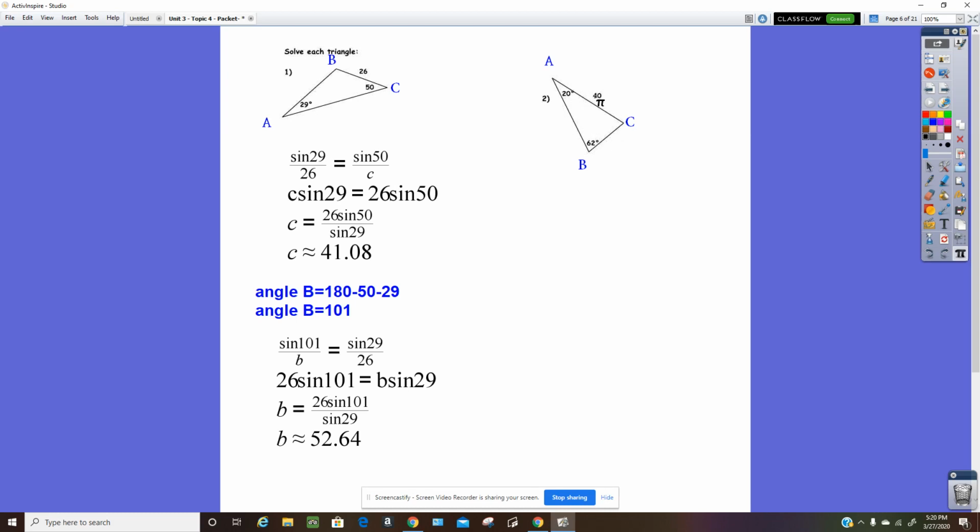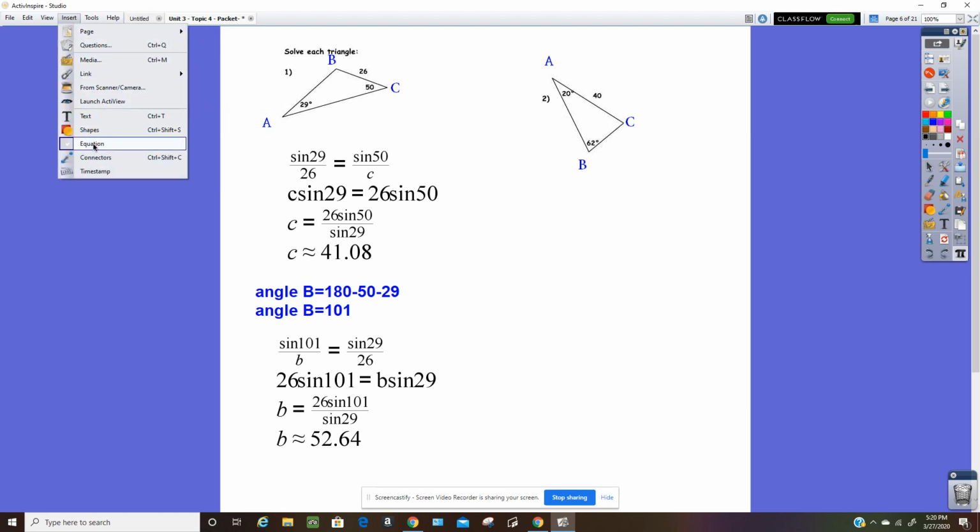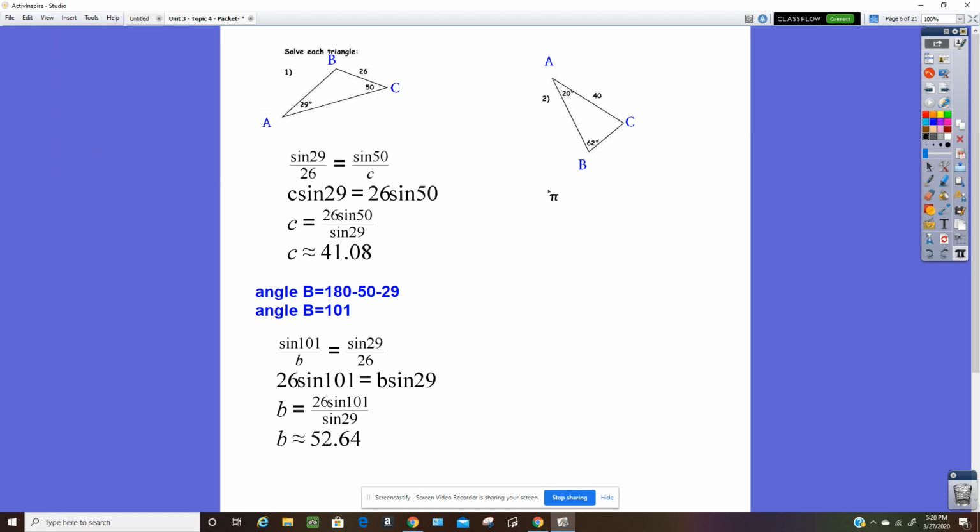So the missing angle is relatively easy. You add these two together and you subtract from 180. So in order to find side A, I have angle B and side B, and since I'm given angle A, I could find side A by setting up a proportion here. So I'm gonna get an equation here.